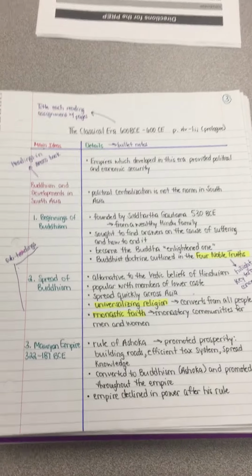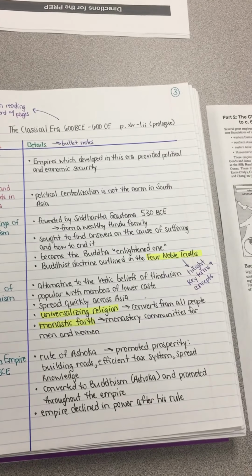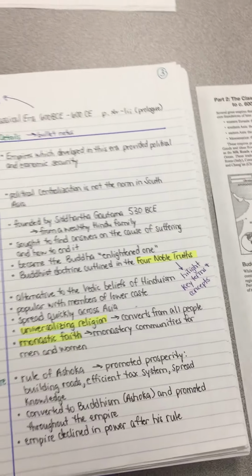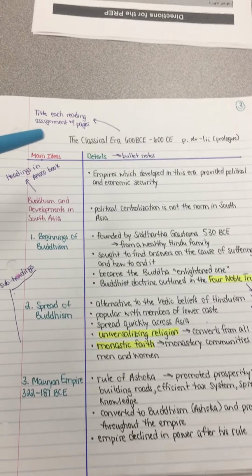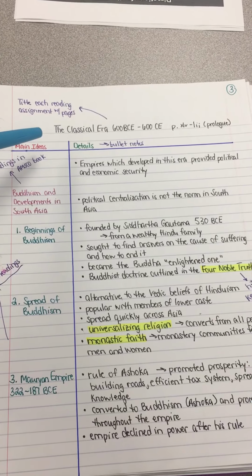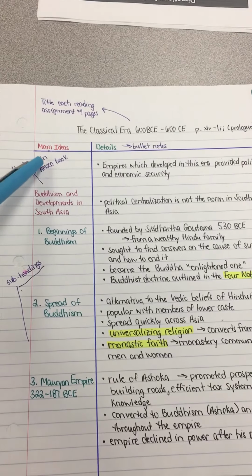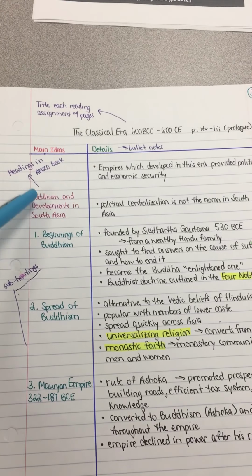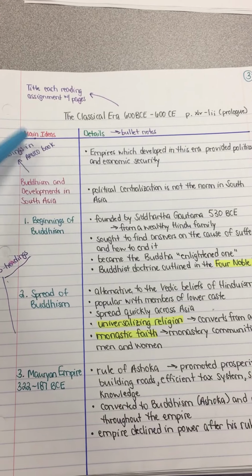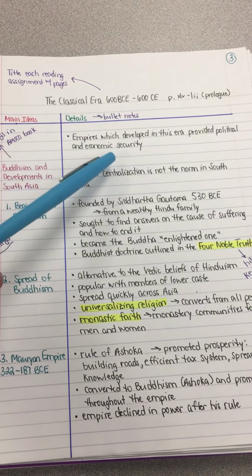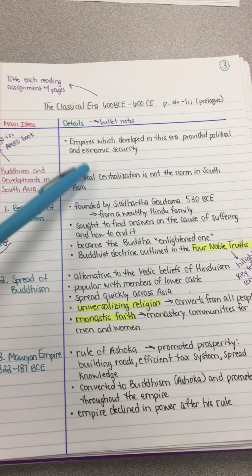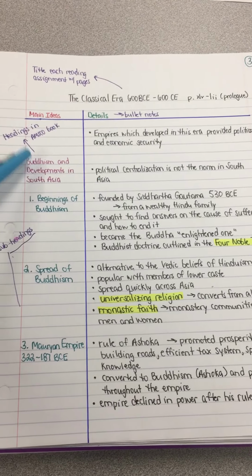Okay. In your notebook, as I mentioned earlier with the notebook video, you're going to make sure that you number your page. Okay. So at the top of the page, you're going to have the title of the section, and then you're going to have your 2 columns, main ideas, and then your details. You're going to use bullet notes here. Okay, bullet notes is fine.